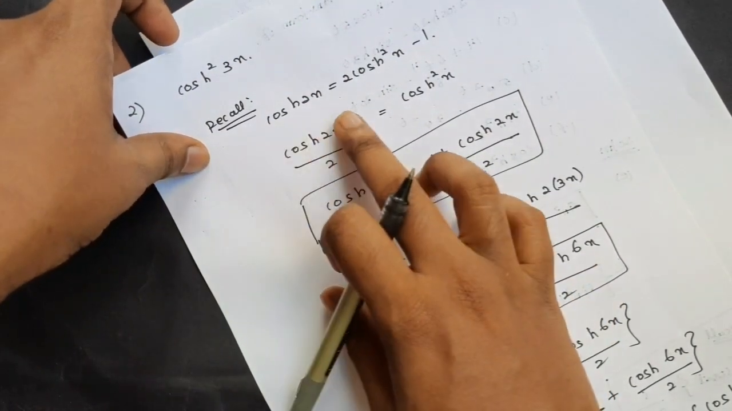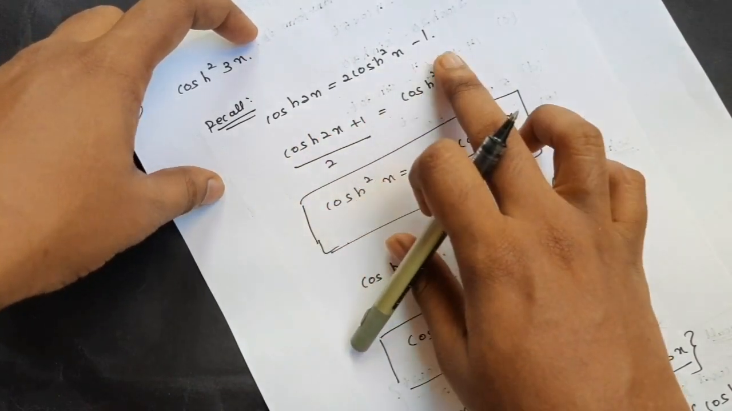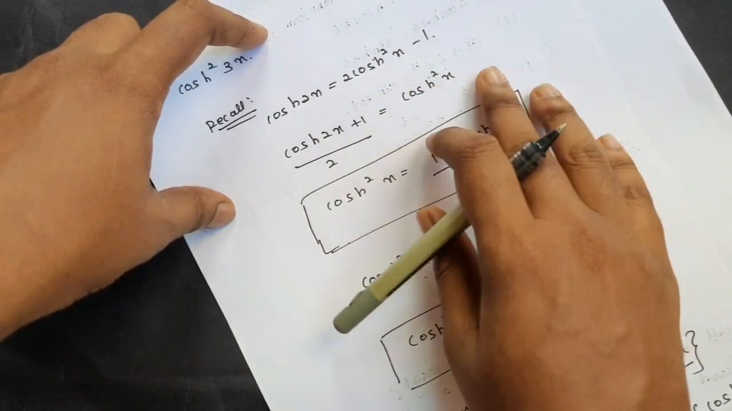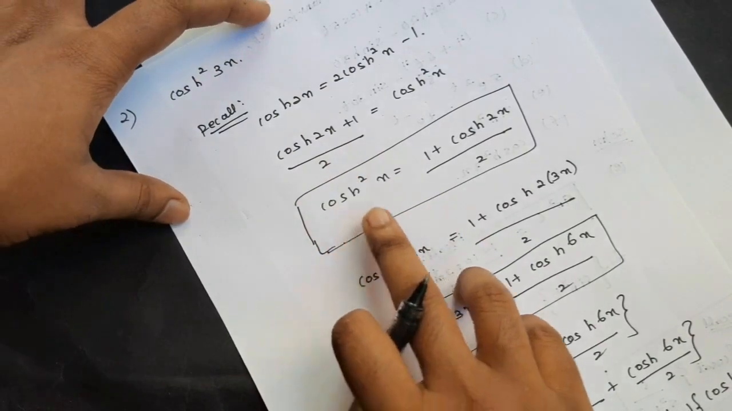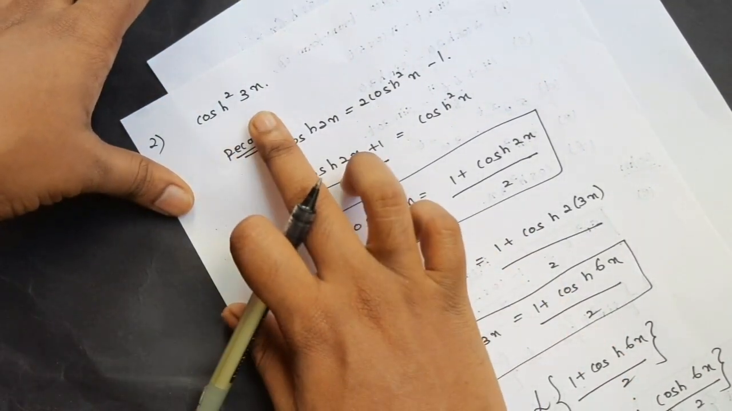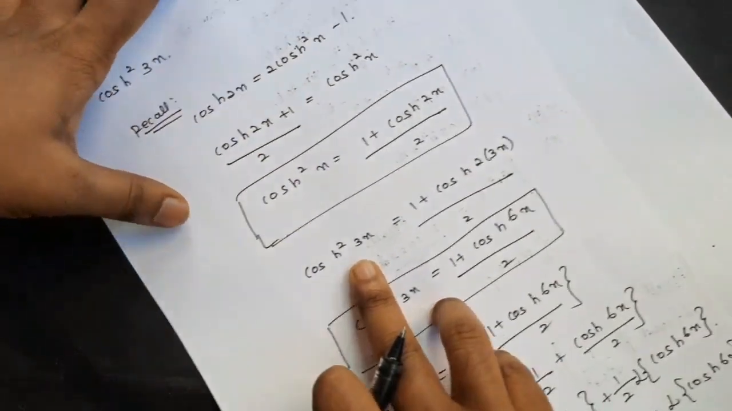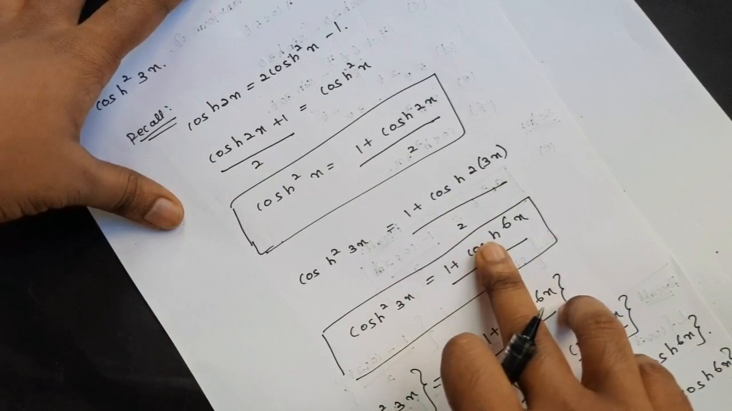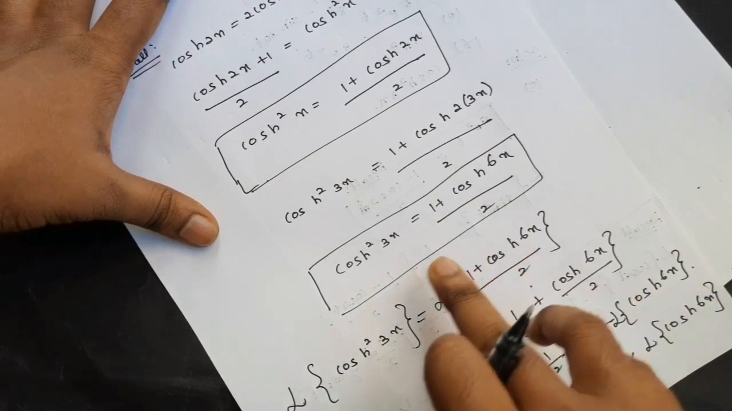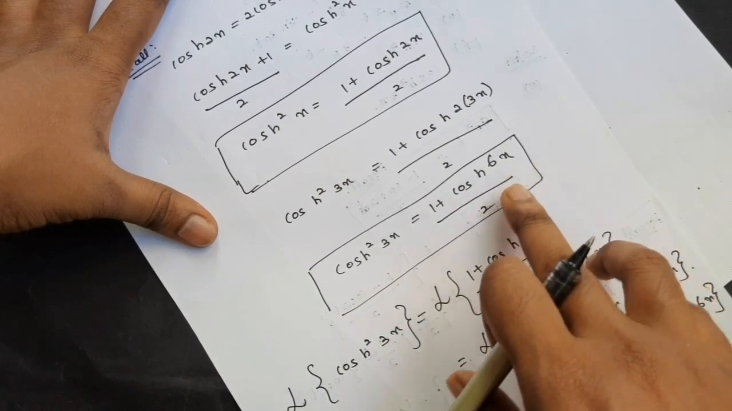Got it? First, I applied the hyperbolic function formula, that is cosh 2x is equal to 2 cosh square x minus 1. I want cosh square x only, so I moved all those things to the left hand side. So cosh square x is equal to (1 plus cosh 2x) by 2. Finally I want cosh square 3x. Here I have cosh square x only, so in the place of x, I am going to substitute 3x. So if I substitute 3x, I will get (1 plus cosh 2 into 3x) by 2. So cosh square 3x is equal to (1 plus cosh 6x) by 2.